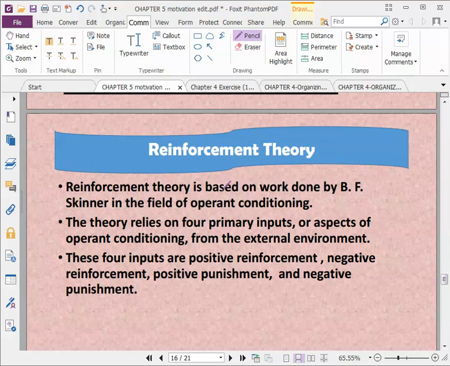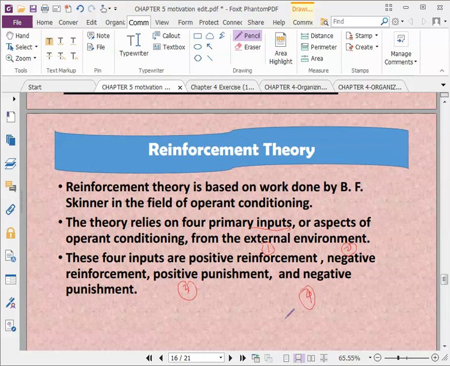Okay, reinforcement theory is based on work done, okay, by B.F. Skinner in the field of operant conditioning. Okay, the theory relies on four primary inputs or aspects of operant conditioning from the external environment. Reinforcement ni dia ada 4 perkara. Sekejap dulu. These four inputs are positive reinforcement. Okay, ni inputs dia ada 4. Negative reinforcement, positive punishment and negative punishment.